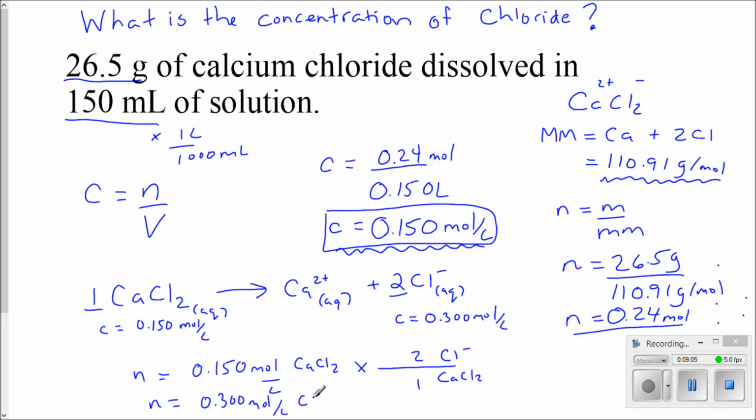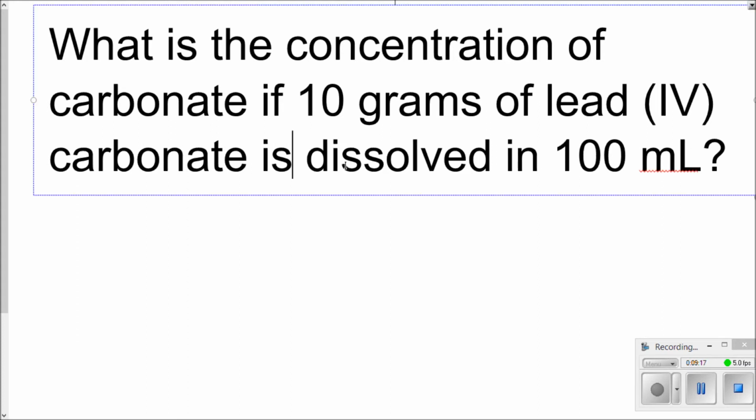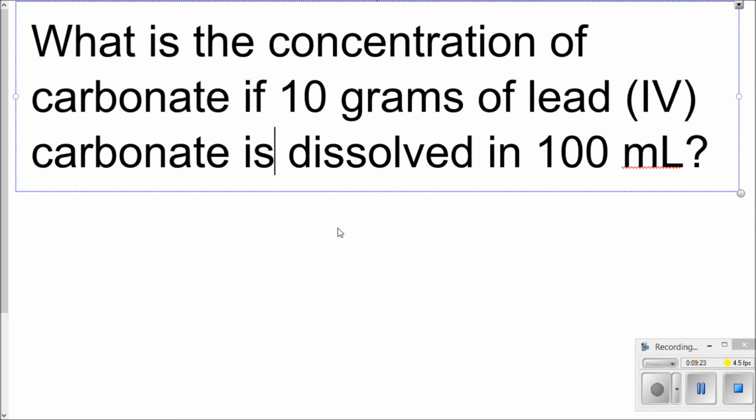So for class tomorrow, what I want you to do is we're going to take a look at a problem exactly like this. So this is your question. What is the concentration of the carbonate ion if 10 grams of lead(IV) carbonate is dissolved in 100 milliliters? So go ahead and answer that question. This will be our problem of the day tomorrow, but I'd like to see you give it an attempt to see if you can figure it out. Start by figuring out what the formula is, and then go through the steps that I just did.